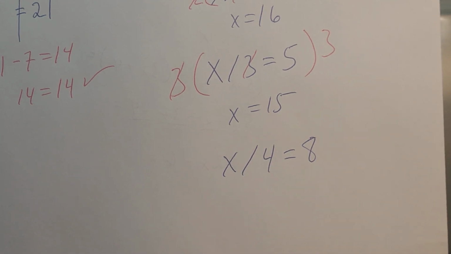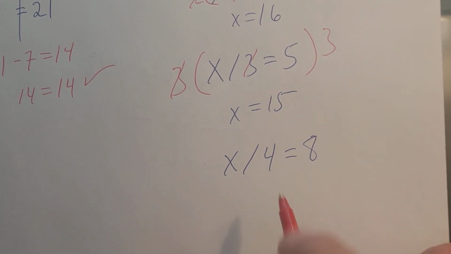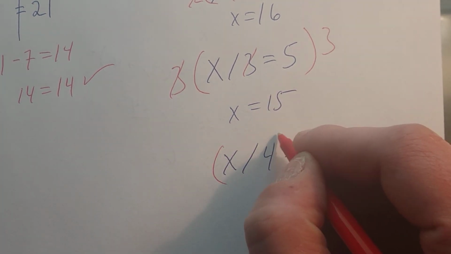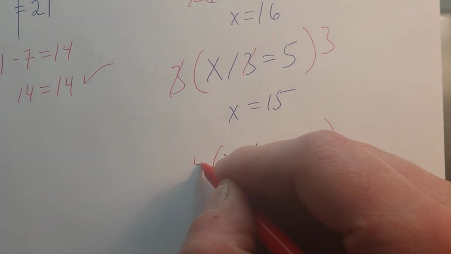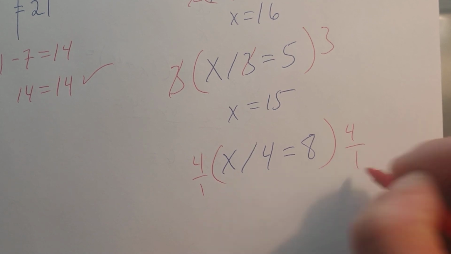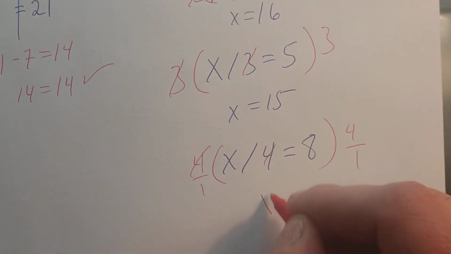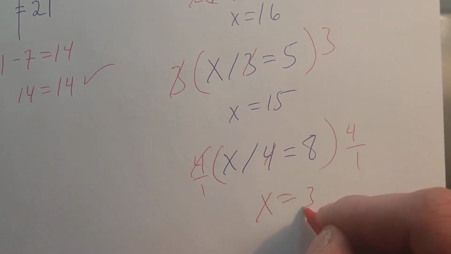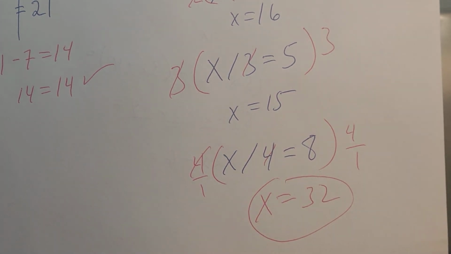Alright, hopefully you paused it. To solve this, since I'm dividing x by 4, I'm going to multiply both sides by 4 over 1, like that. Those cancel. Hopefully you had x equals 32 as your solution. Okay, and that's how you would do division.